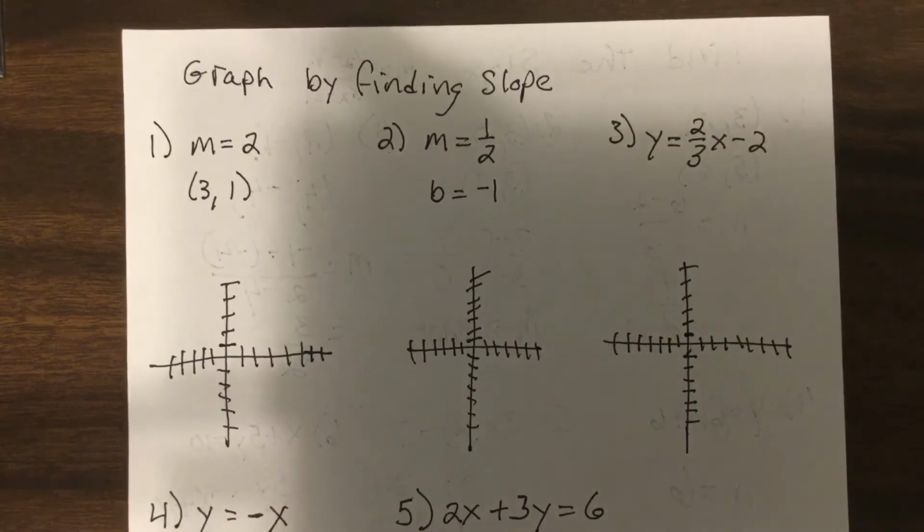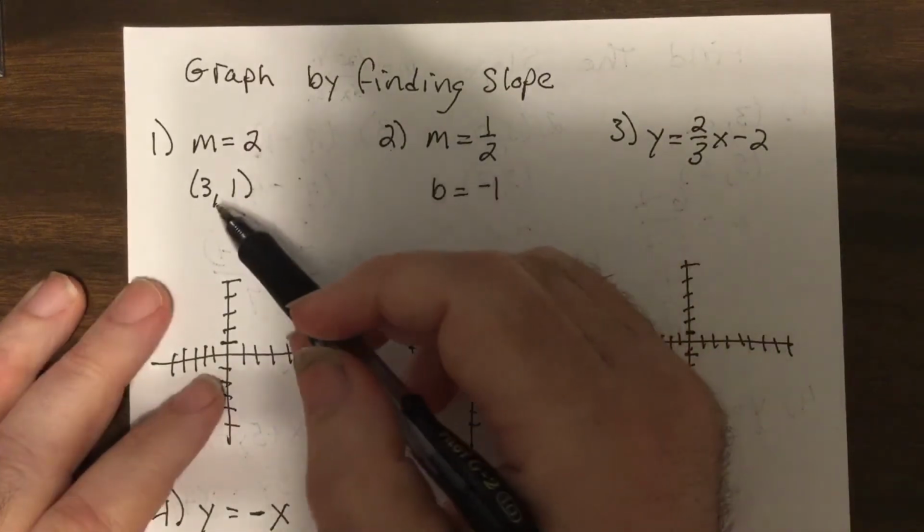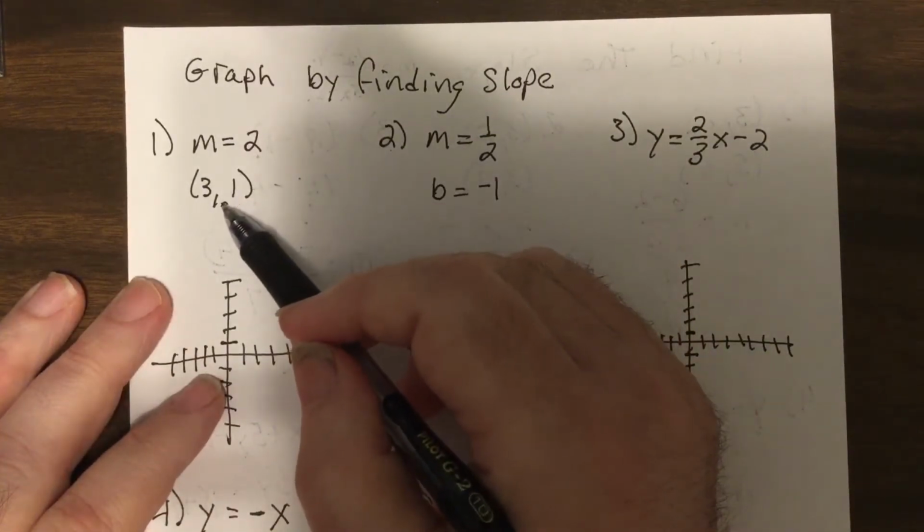Okay, the last part of graphing lines is graphing by using the slope. So, you need two things. You need a starting point and you need the slope. So for the first one, oh wow, they give you a starting point, 3, 1.